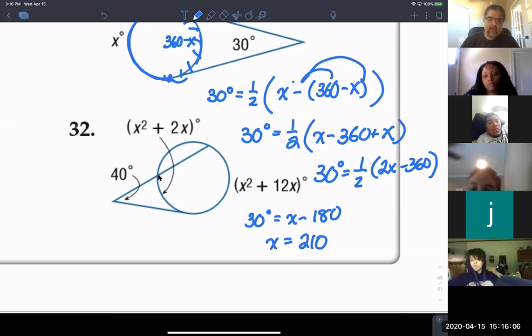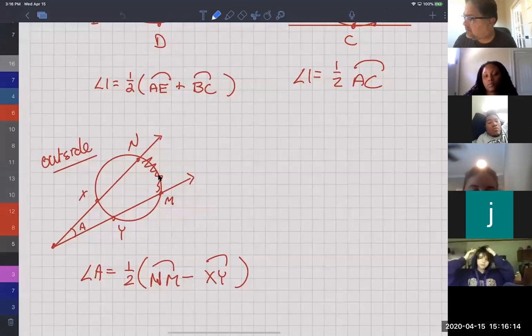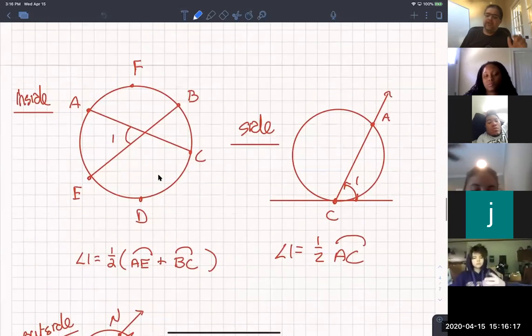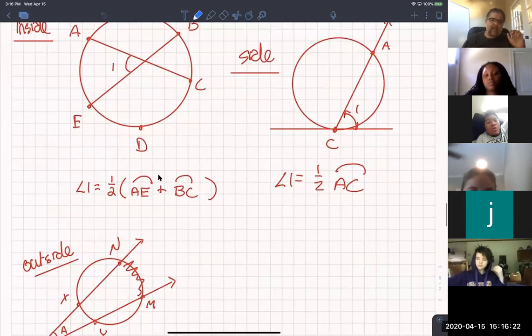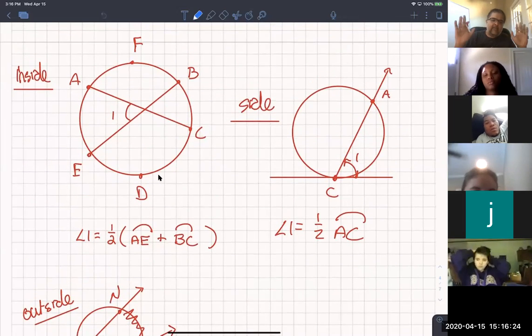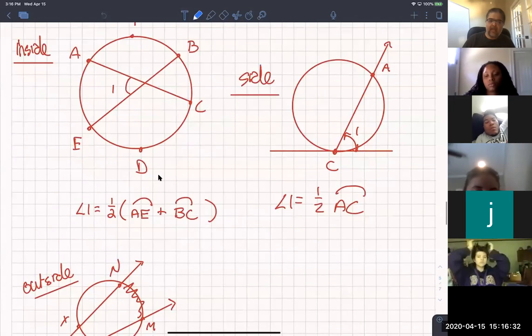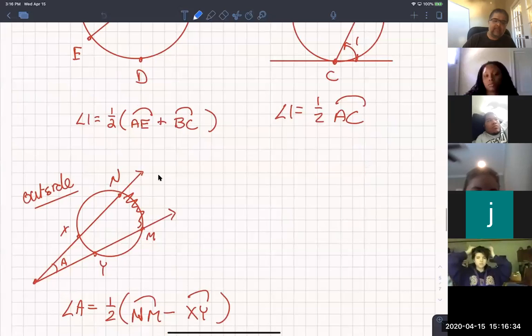Okay. Any questions? So take home point about angles. You need to determine whether the angle is formed on the inside, on the side of the circle, or on the outside. If it's on the inside, it's 1/2 times the sum of the two angles. If it's on the side, it's 1/2 times the intersected angle. And if it's on the outside, it's 1/2 times the difference of the big one minus the small one. Okay. Any questions?